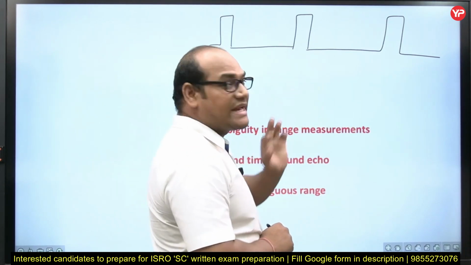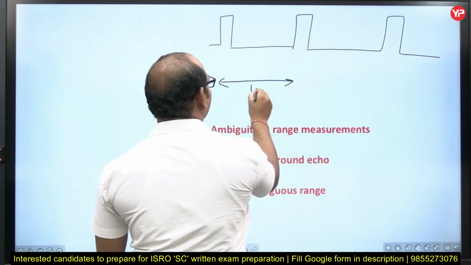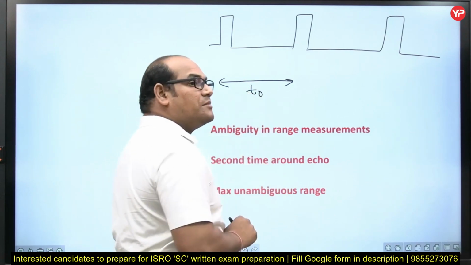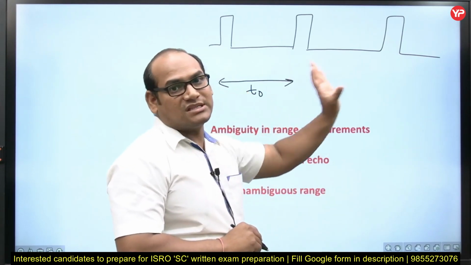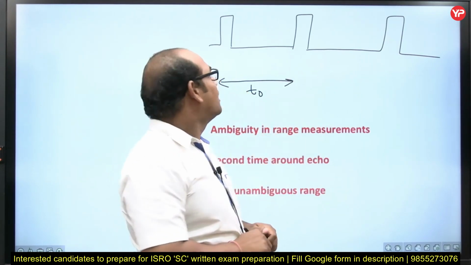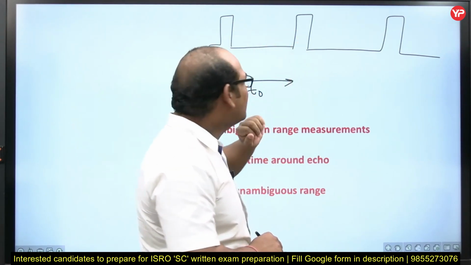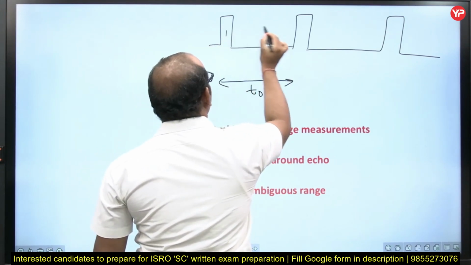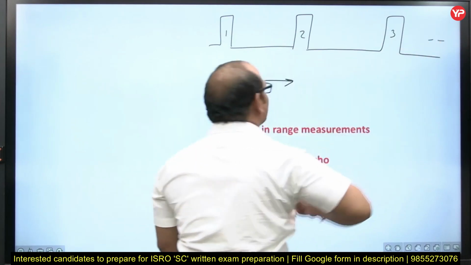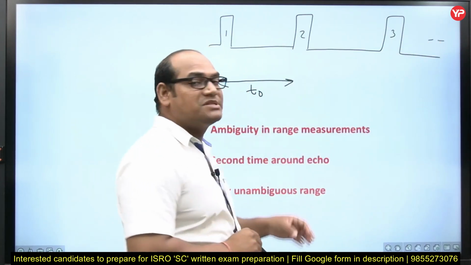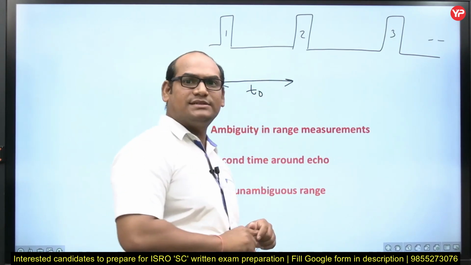Because it looks like a periodic signal, we can define the time period for this, that is small t naught. So small t naught is the time period of this pulse wave. That means for every t naught seconds, a pulse will be transmitted. The first pulse is generated; after t naught seconds, the second pulse is generated. I am giving the numbering also: this is 1, this is 2, this is 3, and so on. Like this, many pulses will be generated, each one for every t naught seconds. We have transmitted the first pulse.